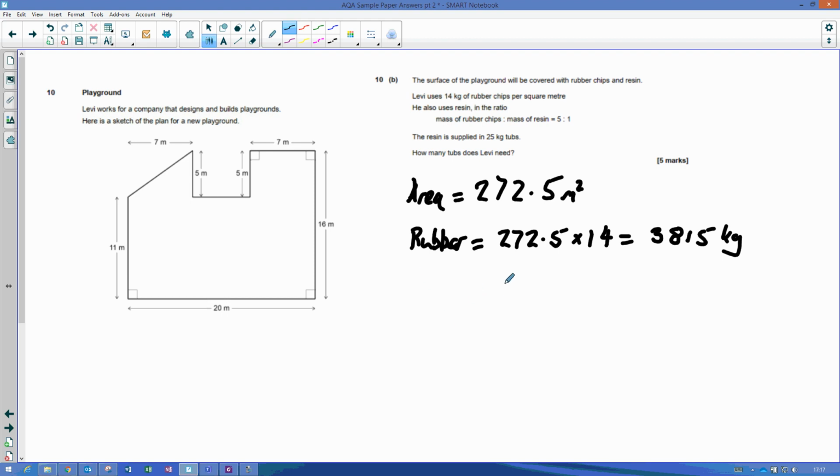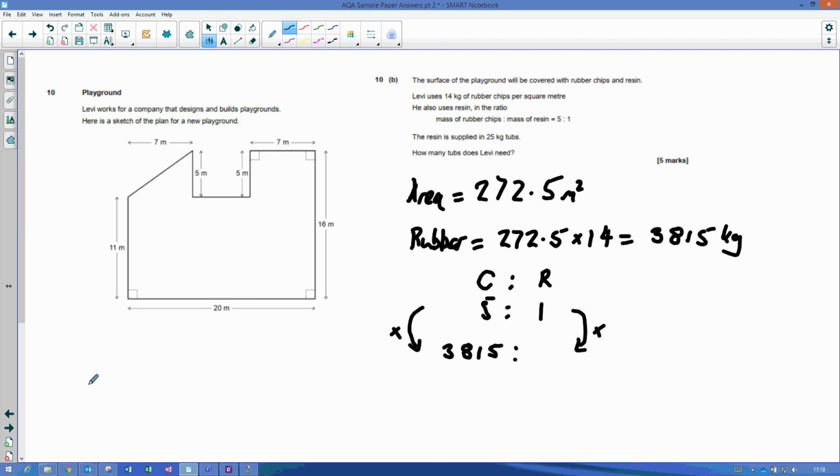So we've got this ratio here, chips to resin is 5:1, and I now know that my chips are 3,815. I need to work out what this missing number is. So this has been multiplied by something, and I need to multiply this by the same amount. How am I going to work out what I had to multiply to get from 5 to 3,815? Well, I do the opposite.